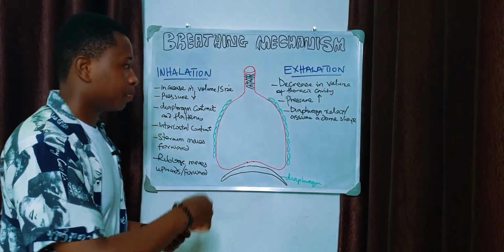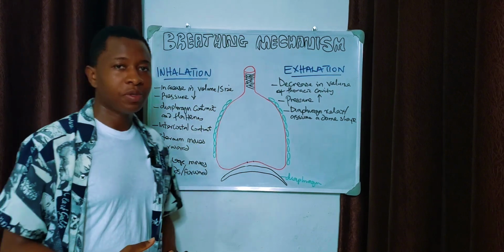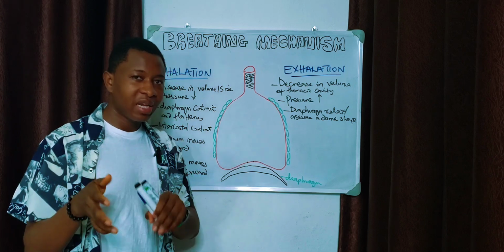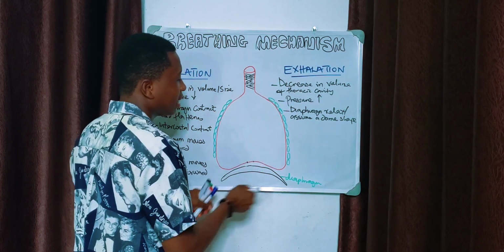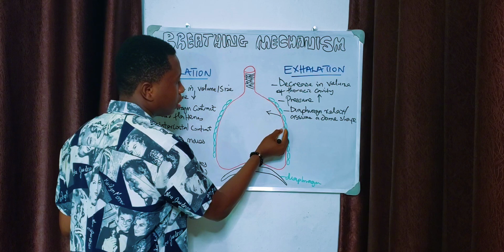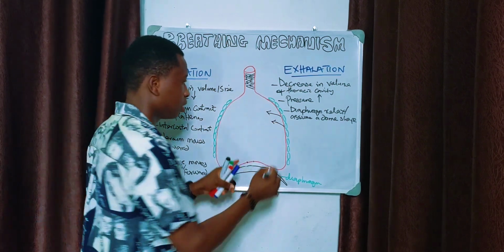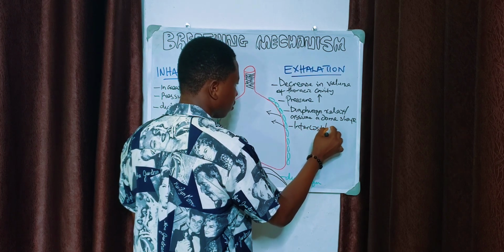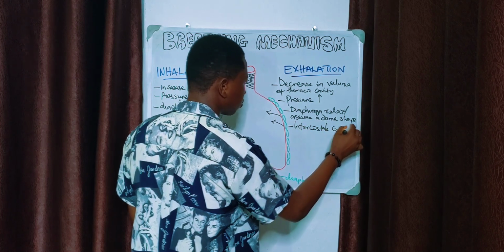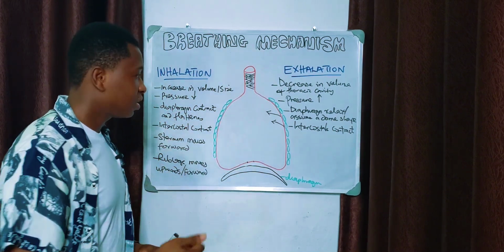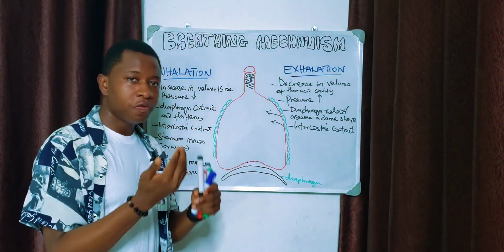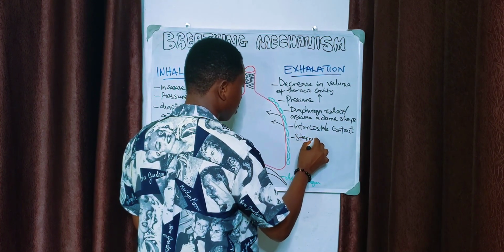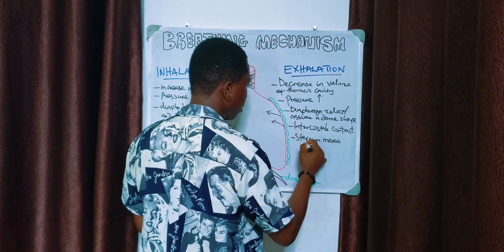Now, when this happens, the next thing that happens is that the intercostal muscles contract again. This time it is not the external intercostal muscles, it is now the internal intercostal muscles that contract. After the contraction of the intercostal muscles, the next thing that happens is that the sternum moves backwards.